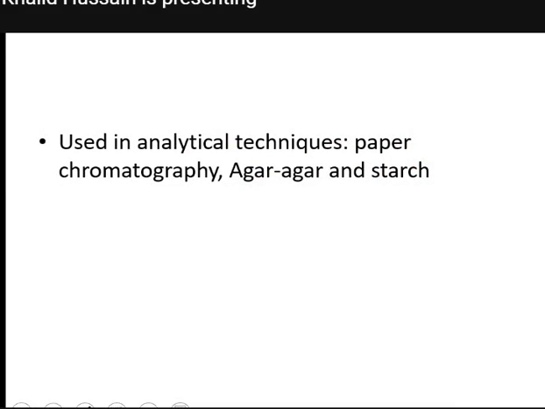Carbohydrates have analytical applications also. Paper is a cellulose and it is used in chromatography. Agar is also a carbohydrate and it is used for microbial cultures. And starch is also a carbohydrate and it is used in pharmacy as a binder. Starch is used as a binder.